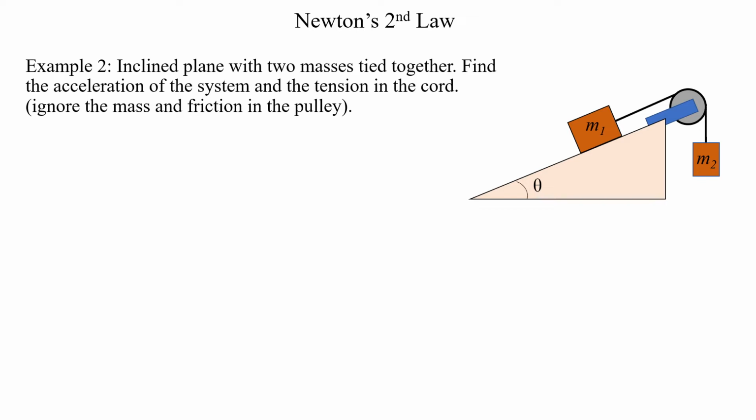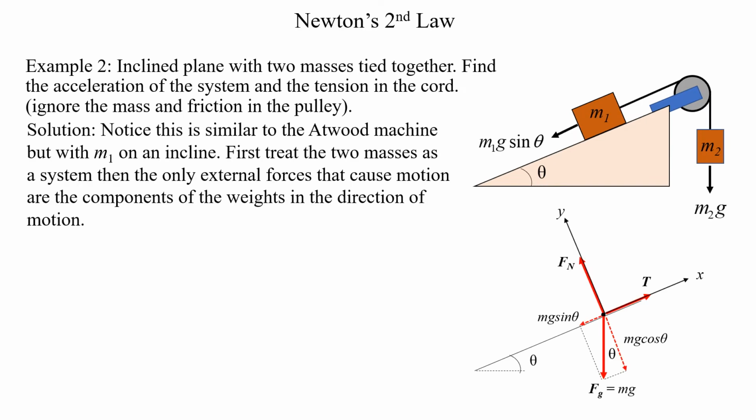The only difference is that the weight component of M1 now is the component that lies along the plane, which we found to be mg sine theta in the previous problem. Here I've added a free body diagram from the previous inclined plane problem. This would be the same free body diagram for the block sitting on the incline labeled M1. So the component of the weight down the hill would be M1g sine theta.